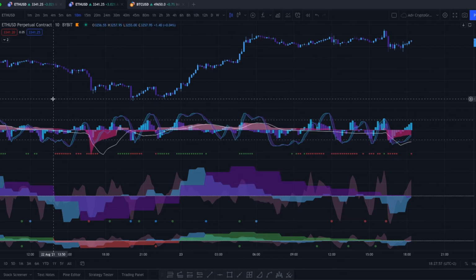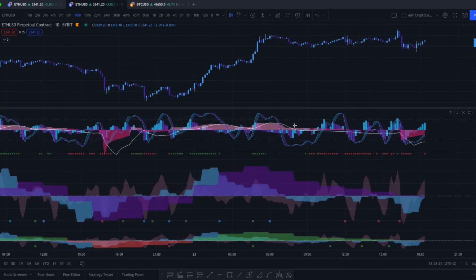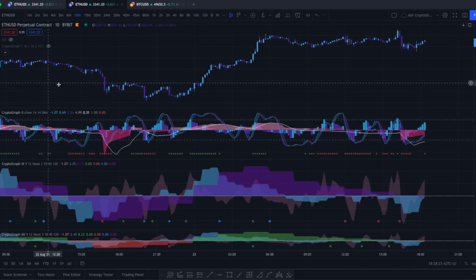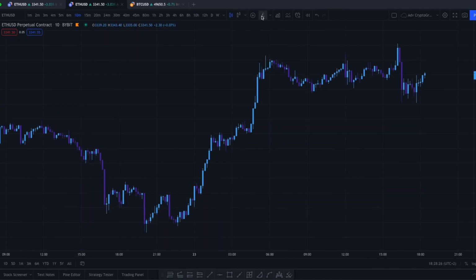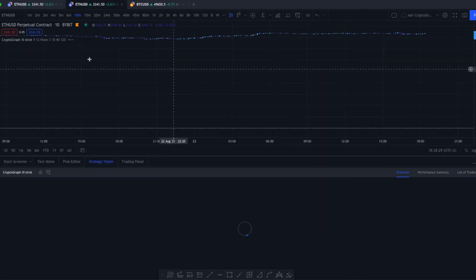Also, as soon as you get permanent access to the indicator, you will also be granted access to the CryptoGraph 3 and 4 strategy tester. The results will be based on historical bars, so they aren't based on real-time bars, but they will still give a very good image of how well certain time frame combinations will perform on CryptoGraph 3 and 4. Let me show this real quick. I will get rid of the indicators and add the strategy tester.